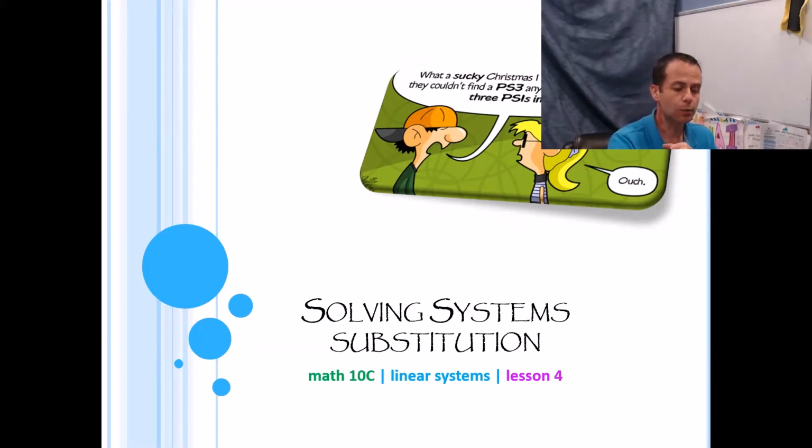Well, we've dealt with building systems. So we have to start with a legend, and then we have to come up with two equations and two unknowns. We've talked about the fact that the solution is the value for x and y, or for whatever our variables are, the values that work in both of those equations at the same time.